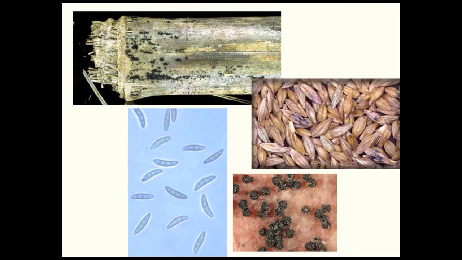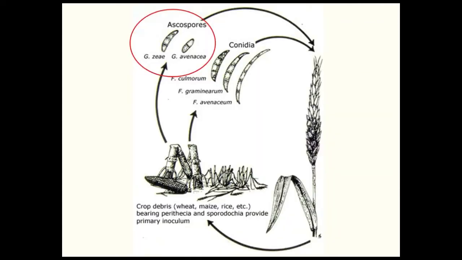So you see these little black dots here, and I know we're not talking about barley, but see the black dots on the barley kernels, and here's a close-up. Well, those are sexual fruiting bodies of this fungus called perithecia, and they're the ones that produce these spores. These are magnified 400 times. And so that's where the spores are coming from.